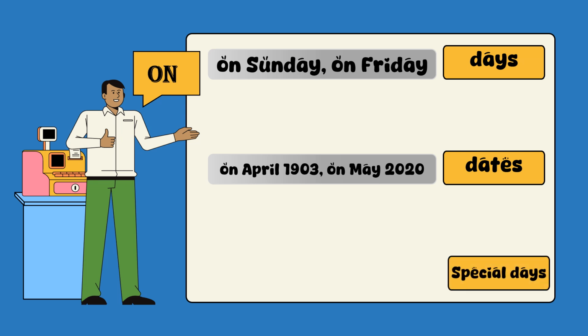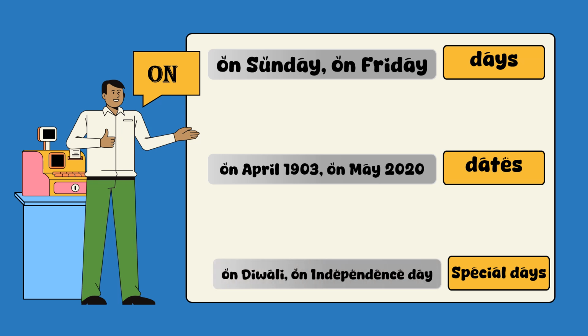We also use on before special days. For example, on Diwali, on Independence Day, or on Mother's Day, etc. So children, on is used before the names of the days, before dates, and before the special days.